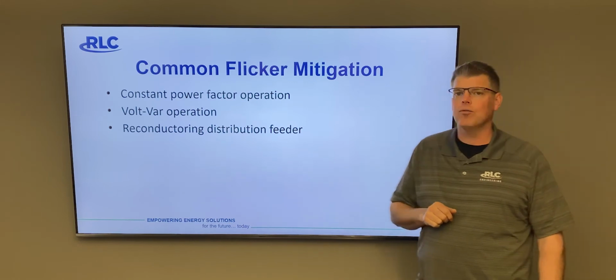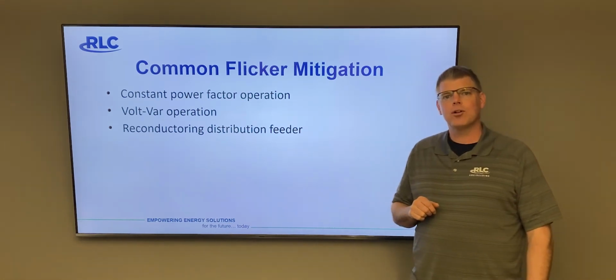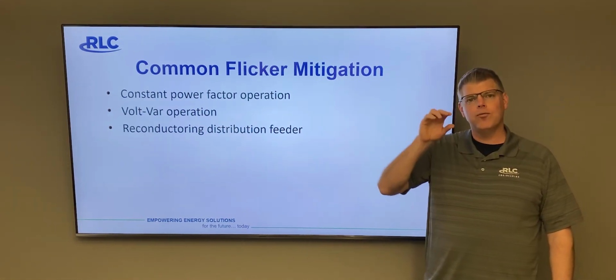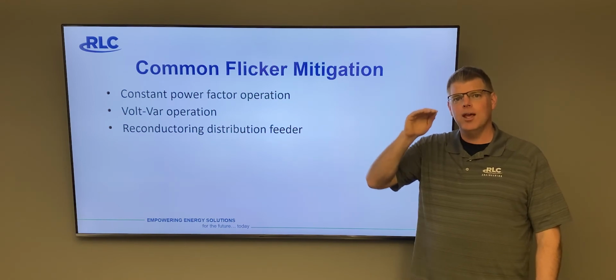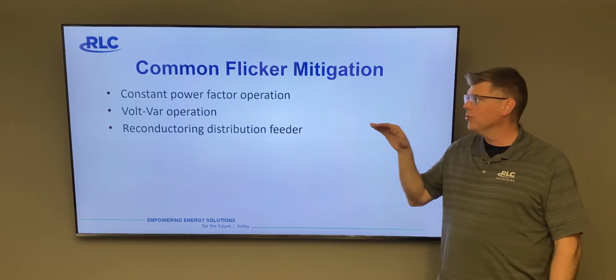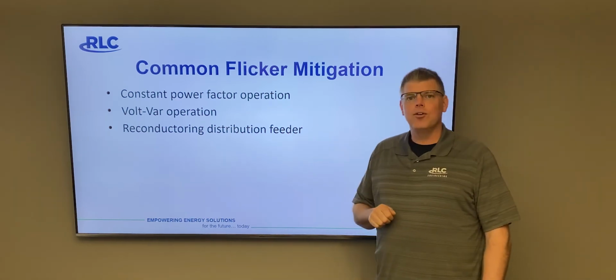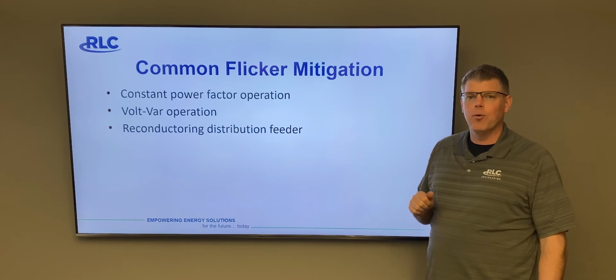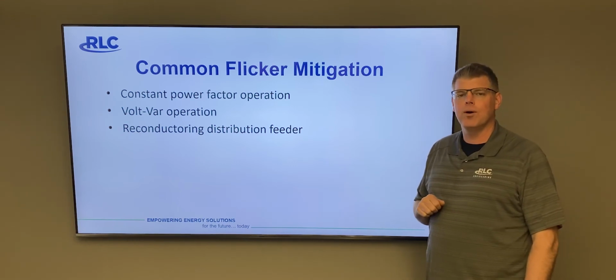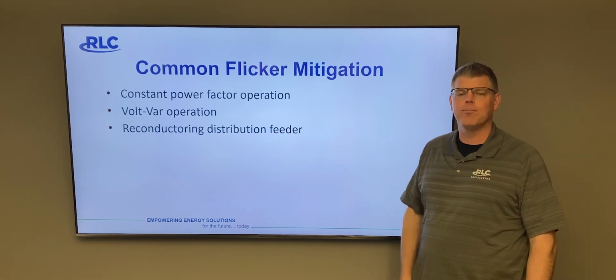Another method is volt-var operation. This is a closed loop operation in which the voltage is being maintained consistently and fluctuations are dampened due to the volt-var operation. The reconductoring of the distribution feeder is one of the more effective but one of the most expensive ways of mitigating voltage flicker.